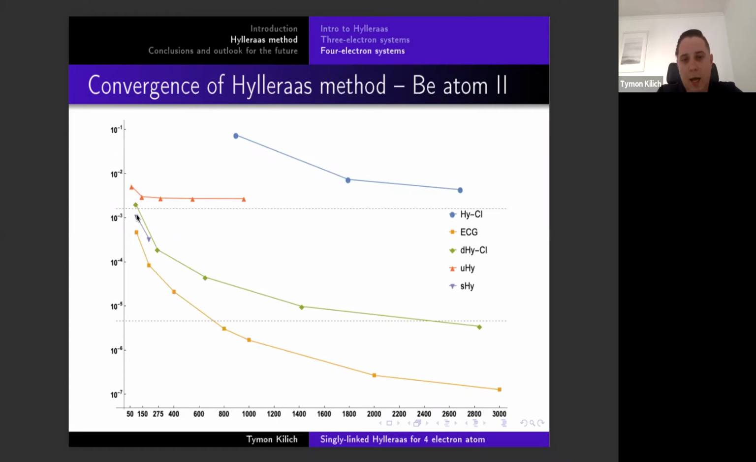And also I added the single linked Hylleraas function, but with the disclaimer that in the case of double linked Hylleraas CI, the nonlinear parameters were kept the same in the pairs. And here we have explicitly correlated Gaussian functions.